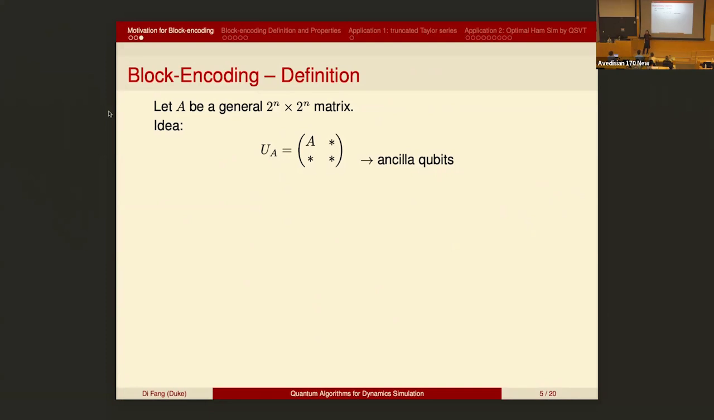Yeah, I heard the answer. What is the operator norm of an arbitrary matrix? It can be arbitrarily large. How can you embed a large thing in a unitary operator? It does not make sense, right?